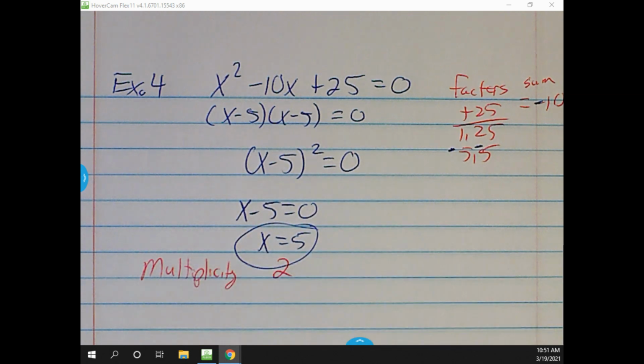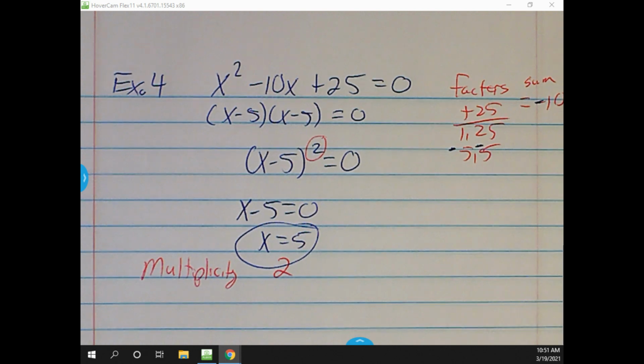This one's going to have a multiplicity of 2 because there were 2 of the same answers. The answer showed up twice, and that's what multiplicity is. It's saying how many times did that answer show up? Well, in that case, x equals 5 showed up twice because we had 2 different parentheses that were both x minus 5.